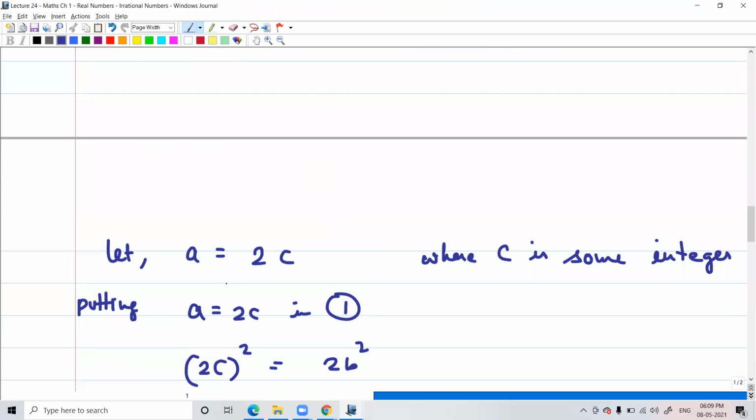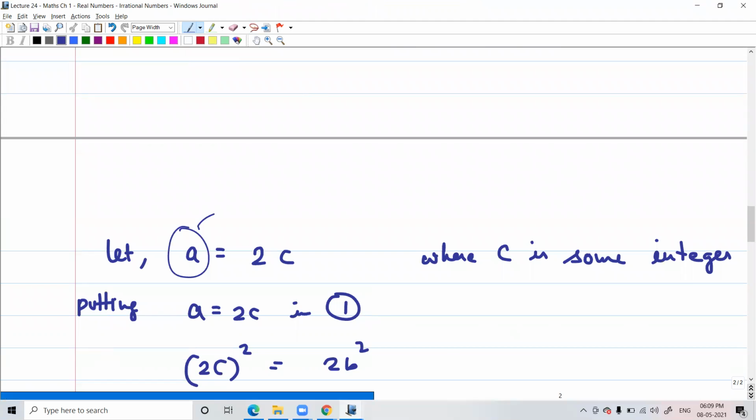All right. So if a is an even number, then a can be written as 2 times of some integer c. Is that right or not?